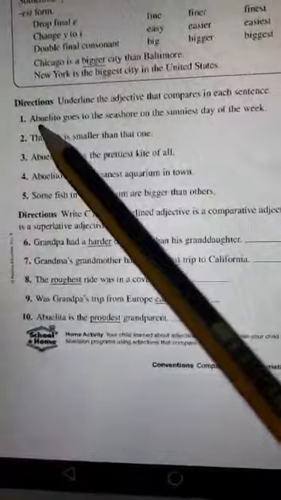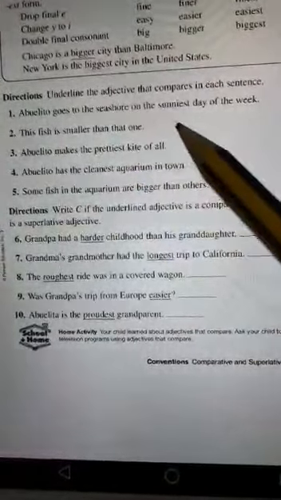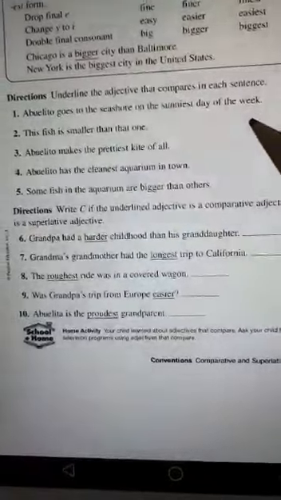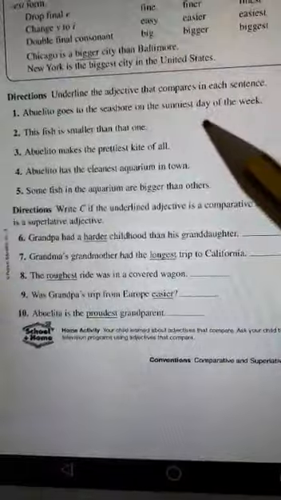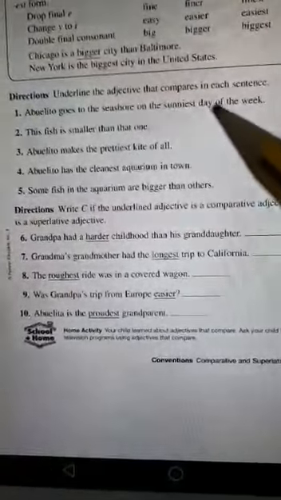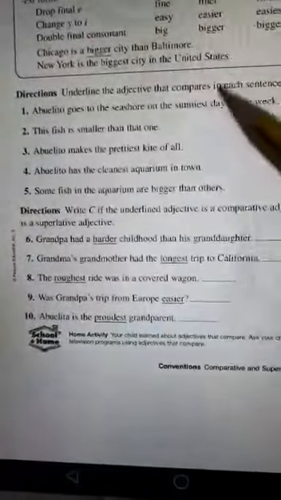For example, in number one, Abuelito goes to the seashore on the sunniest day of the week. So, what do you have here? Superlative adjective or comparative? You will put a line under the adjective. Okay, so you'll finish reading the page, the 5 questions, then you'll find the adjective.